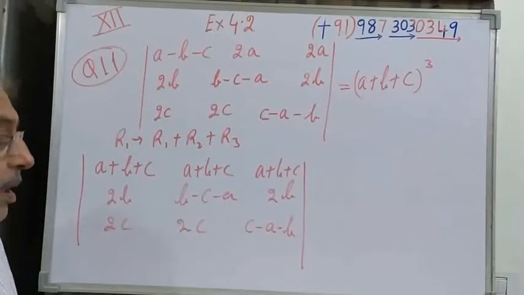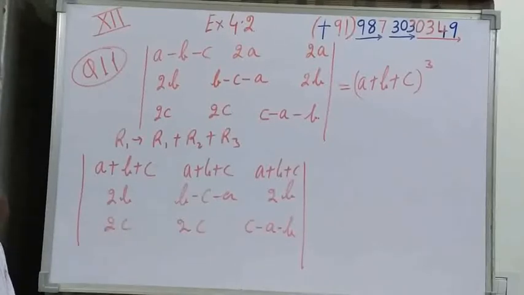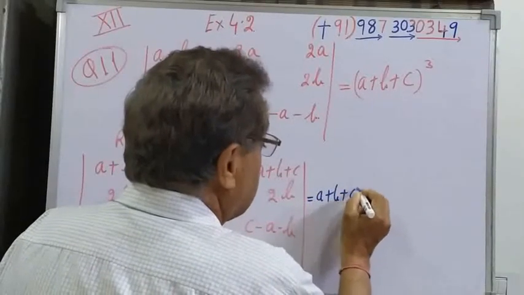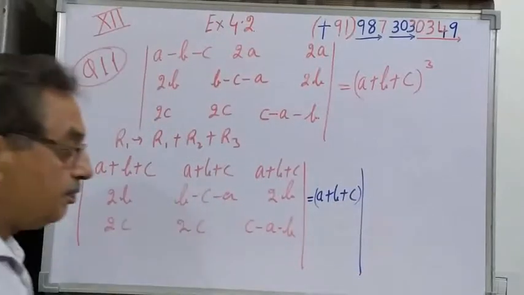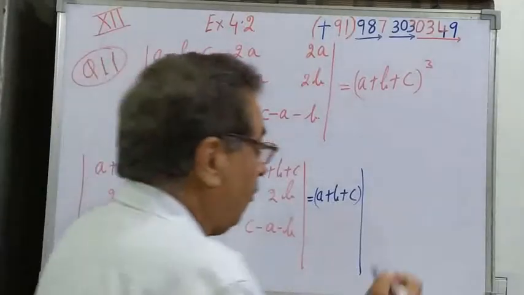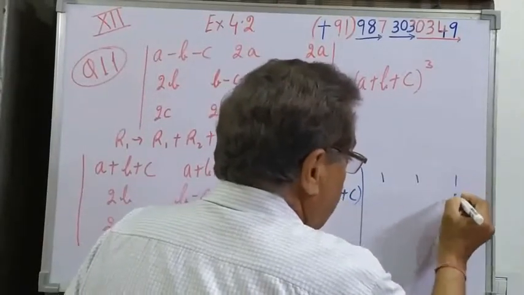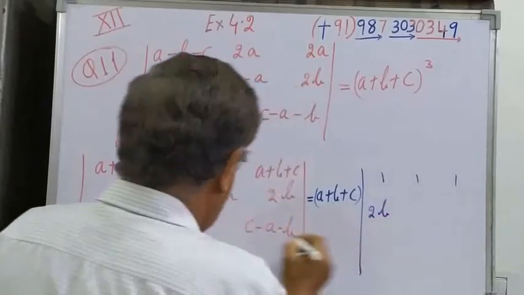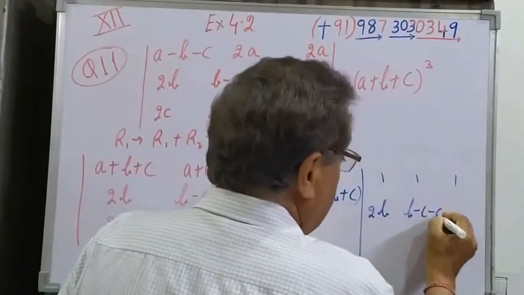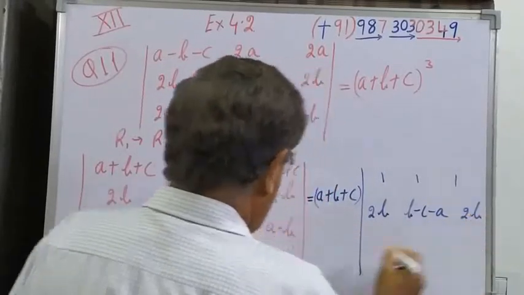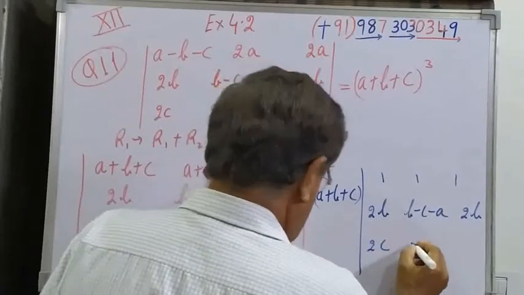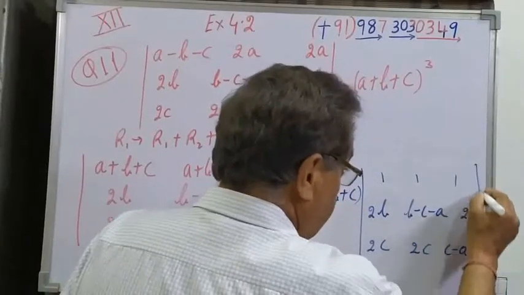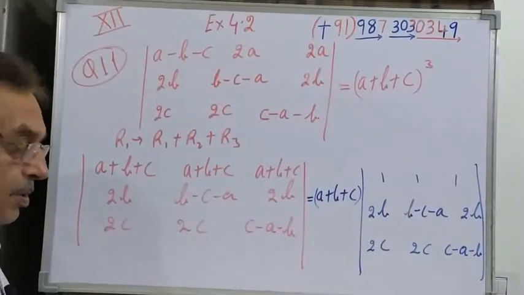If I take out the common A plus B plus C, what will be left? The first row is 1, 1, 1. Our second row is 2B, B minus C minus A, 2B, and the third row is 2C, 2C, C minus A minus B. Now this is what you get.